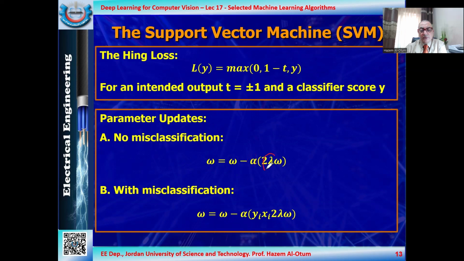multiplied by 2 lambda W. Now, alpha is the learning rate, and lambda is a hyperparameter added by the SVM technique. With misclassification, we modify this by adding the value of x1 and the y output y1 to the multiplicand here by alpha. During this process, we can repeat and iterate until we reach a specific minimum value for the loss.